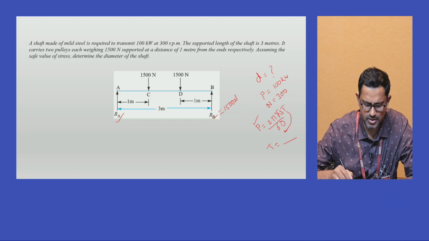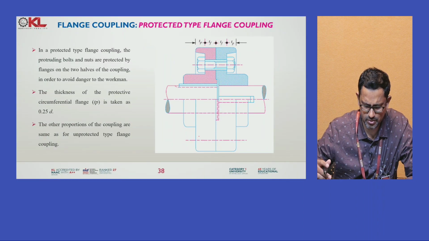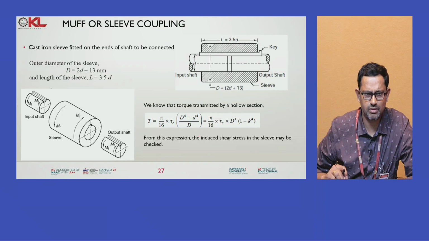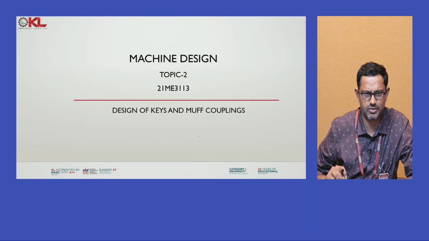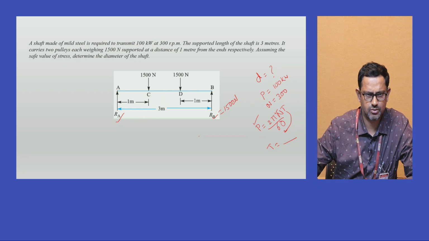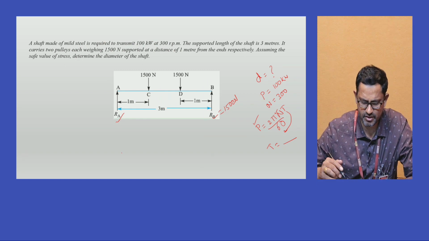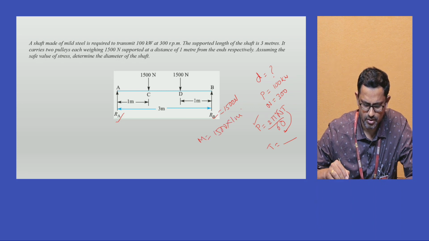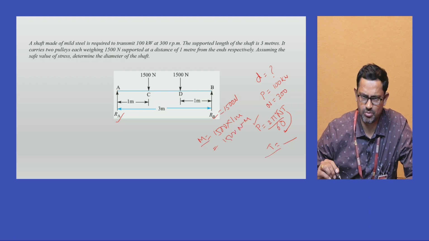Now coming to the maximum bending moment, one second, I will show you. What is the maximum bending moment M value here? 1500 into 1 meter. So you will get 1500 Newton meter. M is given, and the torque, the twisting moment, is also given.